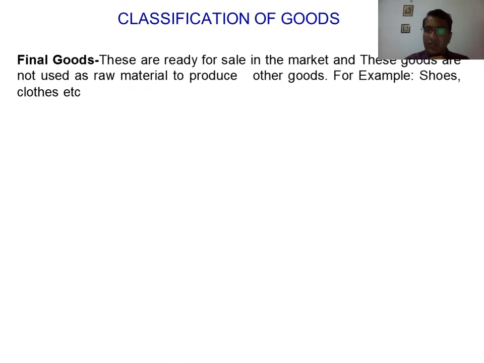The final goods are those goods which are ready for sale in the market. It means they are not used as a raw material to produce other goods. It is already finished and final, and ready for the consumers. It means they can directly use it. It means there is no further value added in this type of product. That is called a final product, a final good.